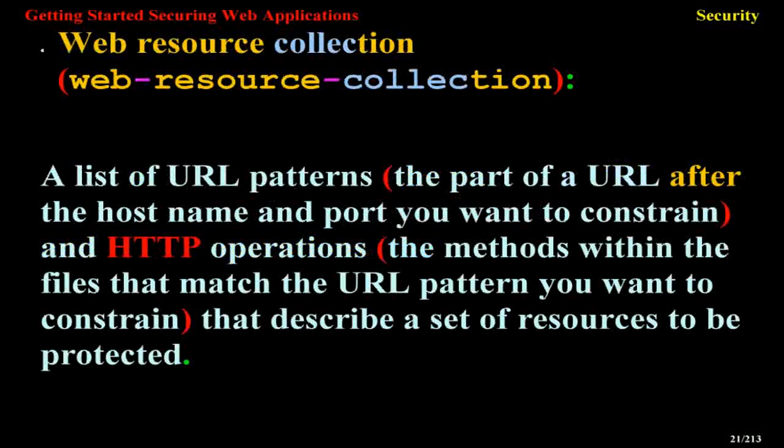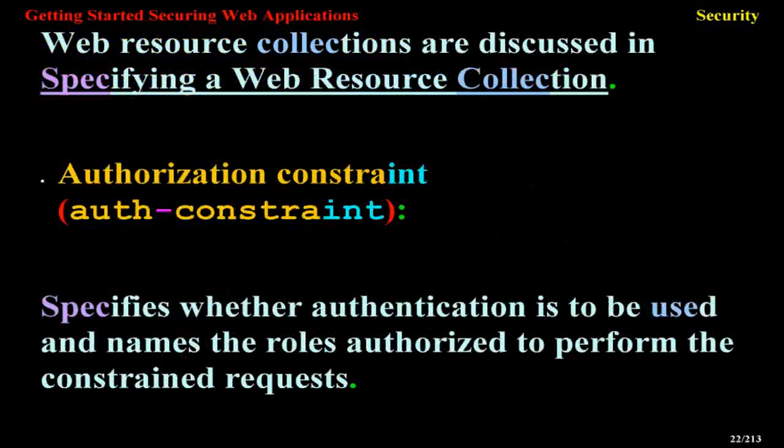Web Resource Collection. A list of URL patterns, the part of a URL after the host name and port you want to constrain, and HTTP operations, the methods within the files that match the URL pattern you want to constrain, that describe a set of resources to be protected. Web resource collections are discussed in Specifying a web resource collection.